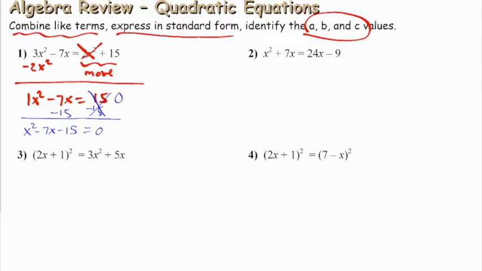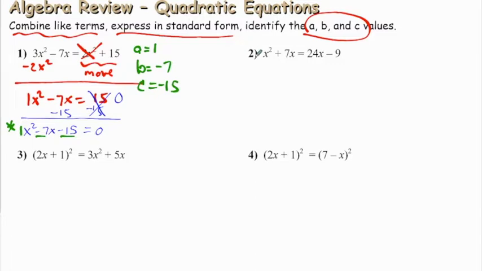Now that we have it in standard form, we can identify the a, b, and c values. So we would say a is equal to 1 because it's understood that there is a 1 in front of the x squared. B is equal to negative 7 because that is the number in front of x. And c is the constant, which is negative 15. That is the term with no variable next to it.